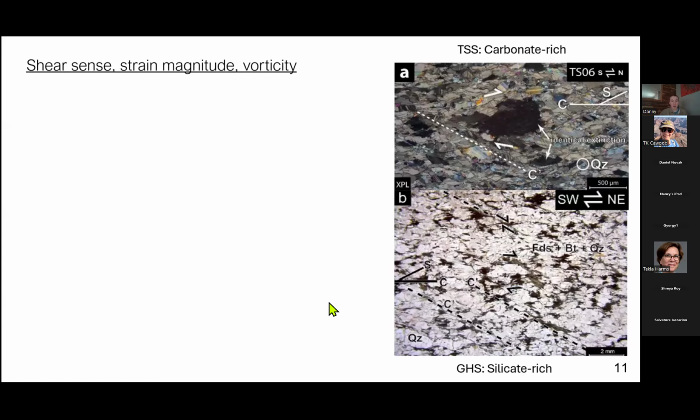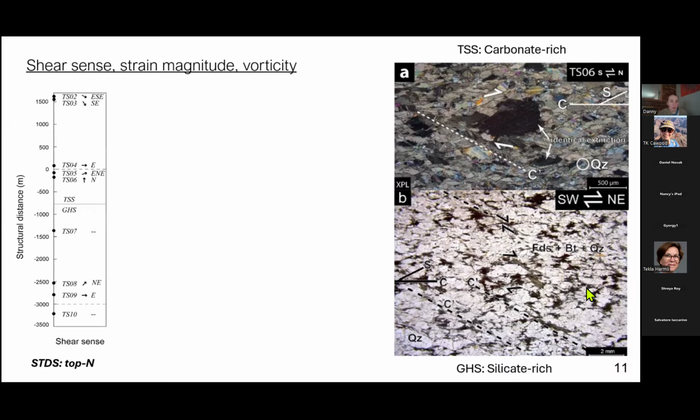Now, we can combine shear senses observed in the field with microstructural observations of shear sense from things like asymmetric clasts and composite foliations. So here on the left is a representation of the shear senses that we see throughout the transect. The y-axis here is structural distance, where the 0 represents the top of that defined top north zone. So everything above 0 is above the top north zone.